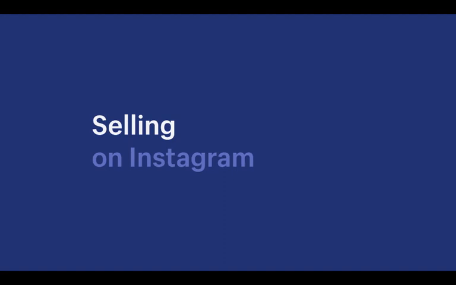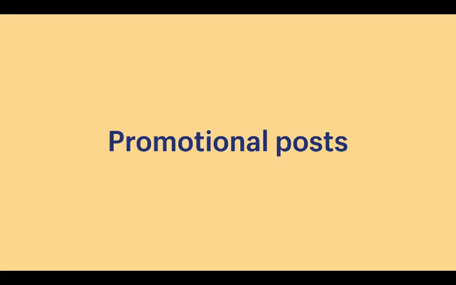So the last section is we know how to grow and build an Instagram audience, and we know how to monetize this audience. But how do we actually sell to them? So this part is going to be about selling on Instagram. Well, the most obvious way is to use promotional posts. And the idea is that a good majority of the content you post and share on Instagram should be interesting and should keep your followers engaged. But once in a while, you want to pepper in a promotional post.